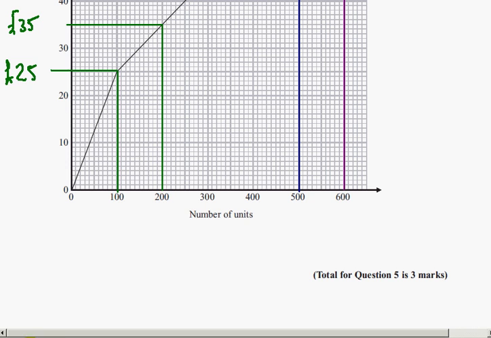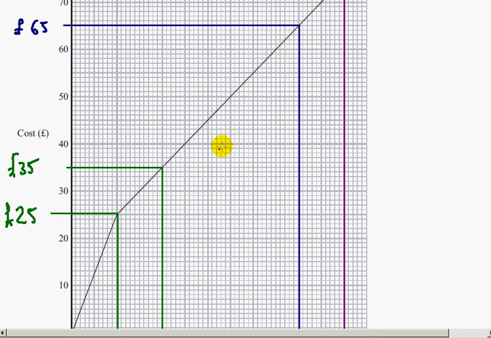So question 5 is worth 3 marks in total, and let's have a look at how you get those marks. Now you get 2 method marks for a complete method that uses both rates. Okay, so if you use both rates, then you get the 2 method marks.